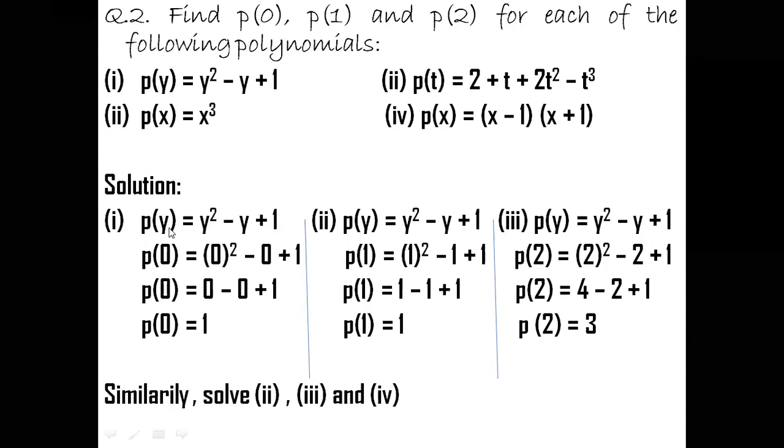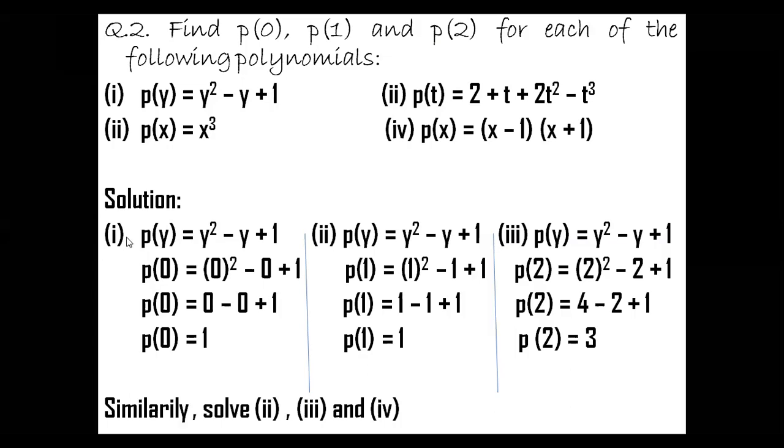Let us say the first question. P of y is equal to y square minus y plus 1. Over here, there is no variable x. The variable is y. Hence, it is called P of y. But as given the question, what are we supposed to find? P of 0, yes, and then P of 1, and then P of 2.